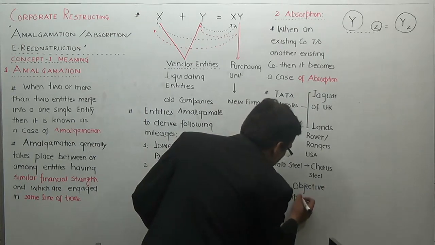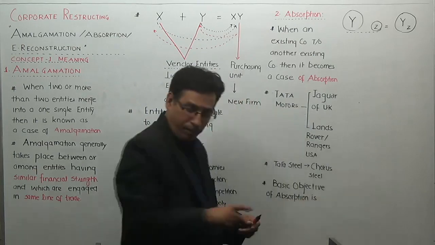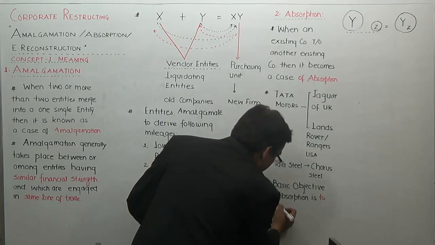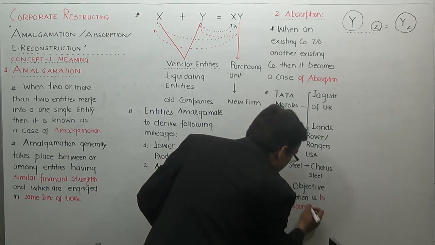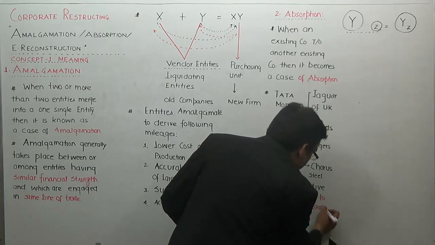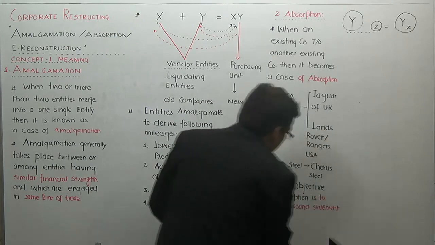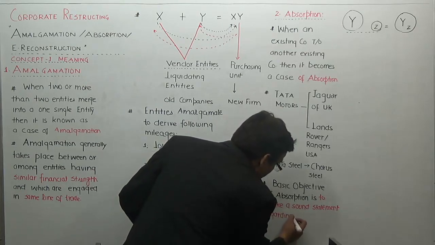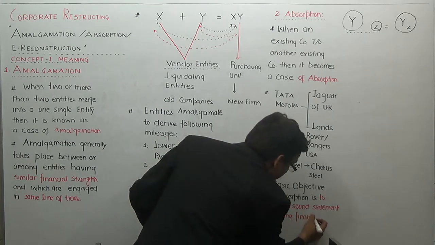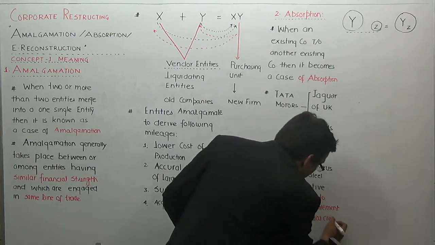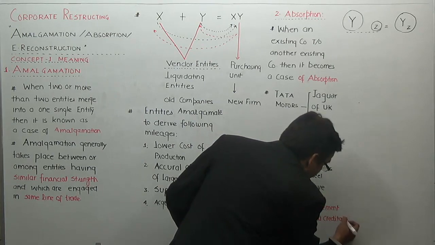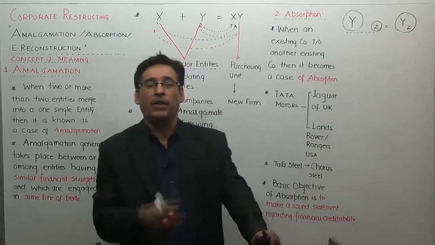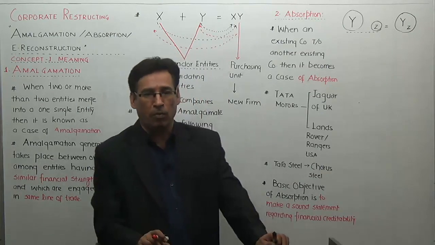So the basic objective of absorption is to make a sound statement regarding financial creditability. Creditability means trustworthiness, reliability. If I say my creditability is quite high, indirectly I am saying that my trustworthiness is quite high. You can rely upon me. You can show faith in me.